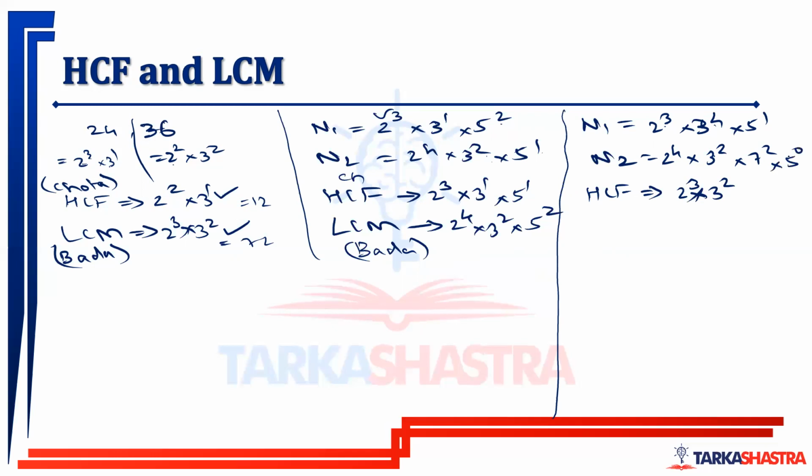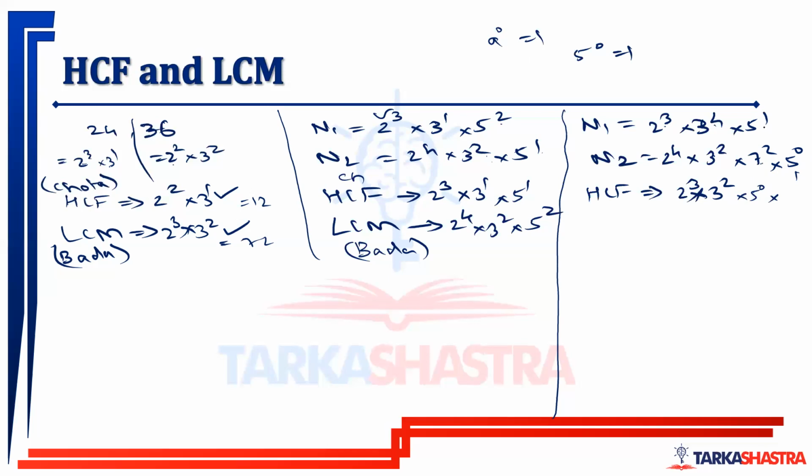So can I write 5 raised to 0 here? Because 5 raised to 0 is nothing but 1. Anything raised to 0 is equal to 1. Now that 5 raised to 0 is equal to 1, multiplying anything by 1, we get the same value. So I am writing 5 raised to 0. Here we have 5 raised to 1. Smaller power is 5 raised to 0.